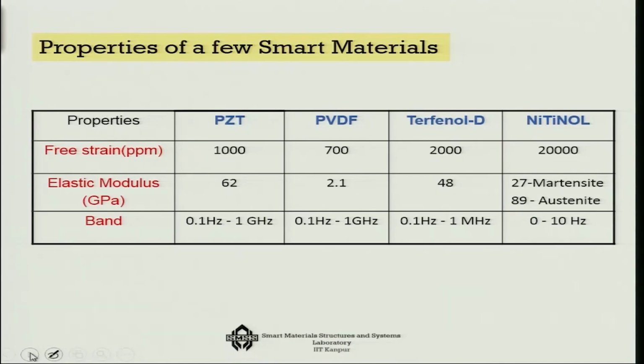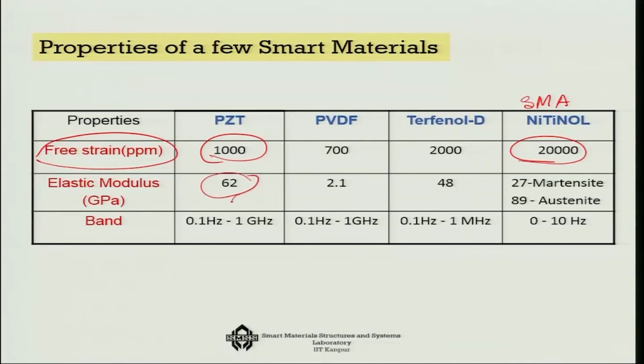Just for comparison, properties of a few smart materials. One important property is the free strain, that means how much deformation happens if it is not loaded. For piezoelectric material you get something like 1000 parts per million, which can go as high as 20,000 for shape memory alloys like nitinol. Elastic modulus, on the other hand, is about 62 gigapascal for the piezoelectric material, and for the shape memory material it varies between 27 to 89. PVDF is the lowest one, it is very soft. Terfenol-D is somewhere in the middle.